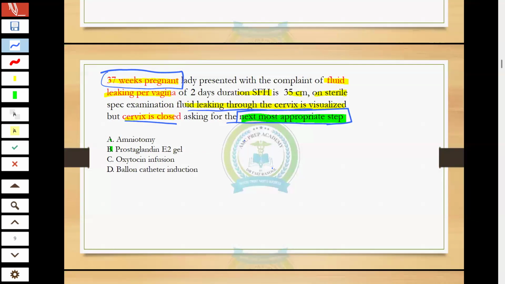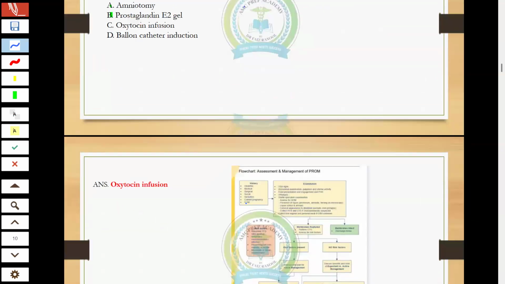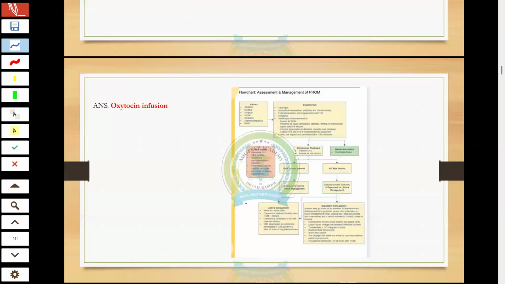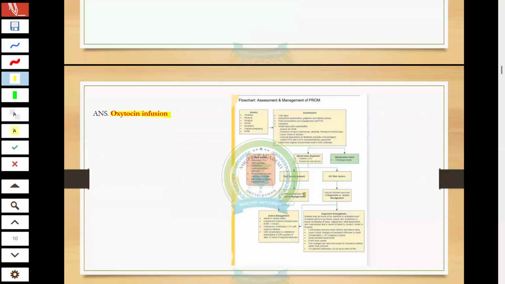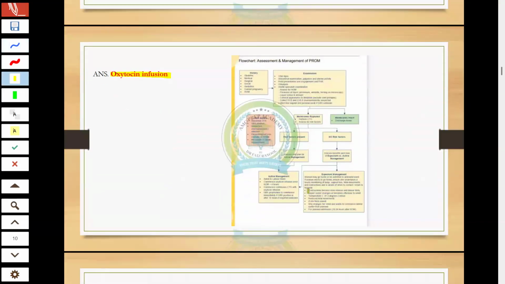Okay, move to the answer. So, doctors, the next best step is oxytocin infusion. Oxytocin infusion. And we are taking the reference from SAL. I think it is difficult to read here, so we will go with the guidelines.